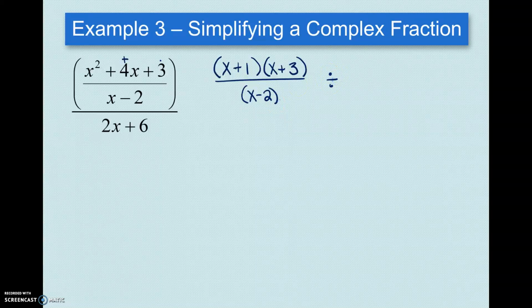And we are dividing this by 2x plus 6. Do 2x and 6 have anything in common? 2. And if we divided both of those by 2, we'd be left with x plus 3. This bottom one isn't a fraction, but to turn it into a fraction, you simply put it over 1. And now we can keep the first fraction the same, change the sign to multiply, flip the second fraction.